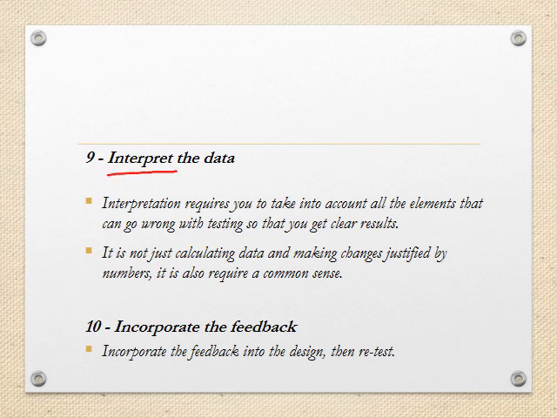Number 9, interpret the data. Interpretation requires you to take into account all the elements that can go wrong with testing so that you get clear results. Meaning that here we have different variables, or many variables, that can affect the test results. For example, this might be related to the user: old user, young user, experienced users, or users who don't have knowledge. These might affect. We have other factors or variables that could be related to the environment.